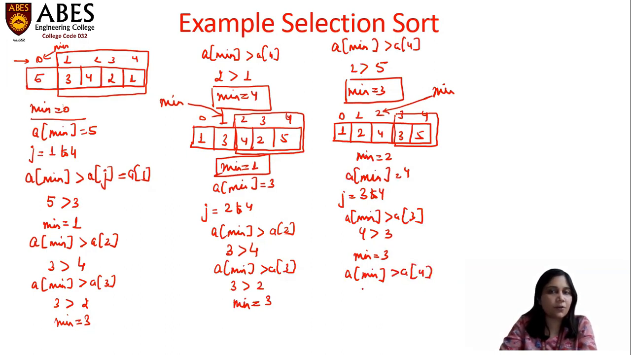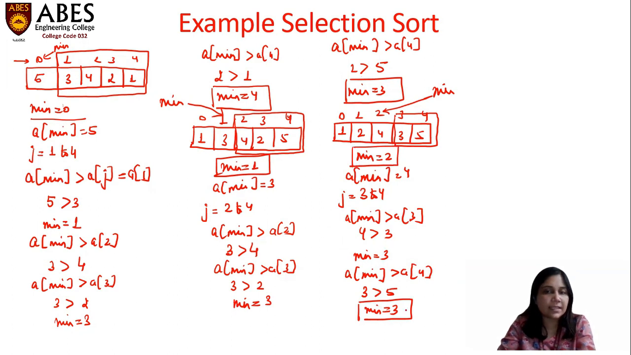So minimum is A of 3, which is 3. 3 is greater than 5, condition is false. If it is false, my minimum will remain the same, which was 3. As you can see, we started with min equals 2, but now the minimum index has changed to 3. So we can swap these two positions.